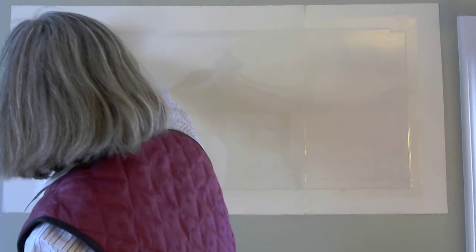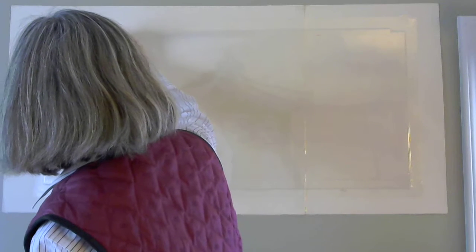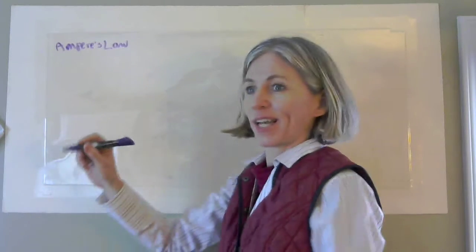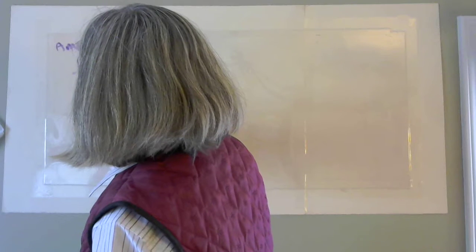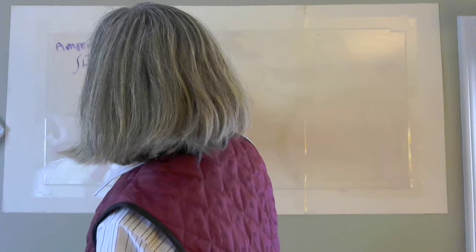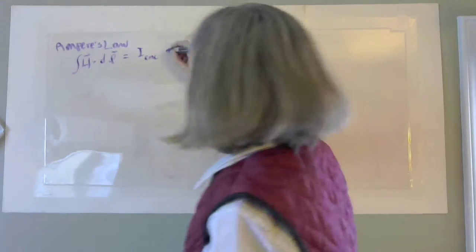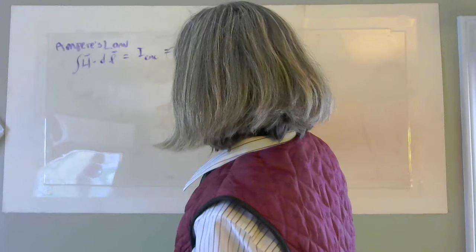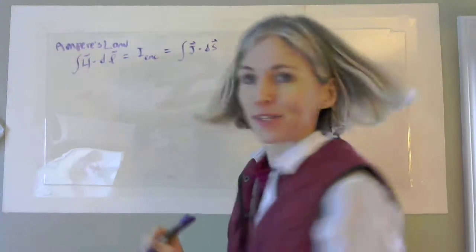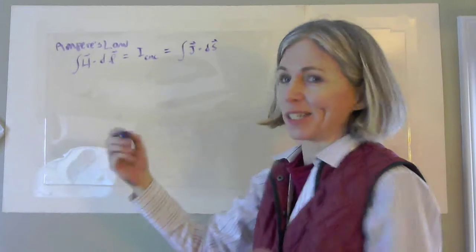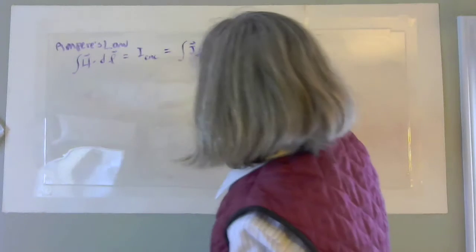We have to give Ampere's law the differential treatment. Ampere's law is the one where we have H dot dl is I enclosed. The way we get I is the surface integral of the current density. Current density is in amps per square meter, usually.